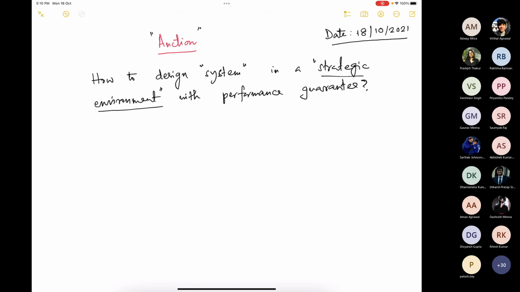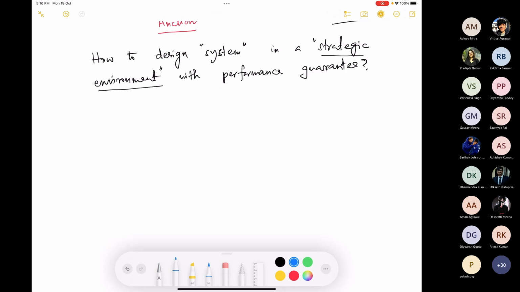And with respect to auctions, I'll explain what I mean by having a strategic environment and what the performance guarantees are, and so on. When I say auction, there can be multiple types of auctions. In this course, we will focus on one of the simplest kinds of auction that one can think of, what is called single item auction. So what is single item auction?